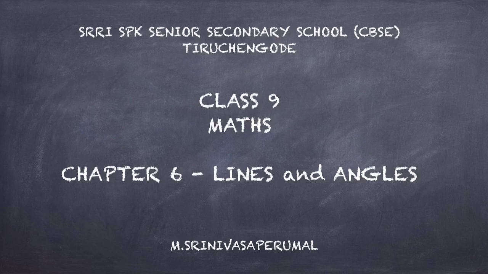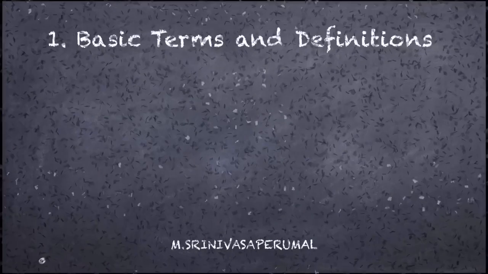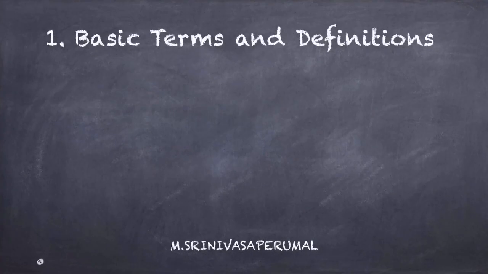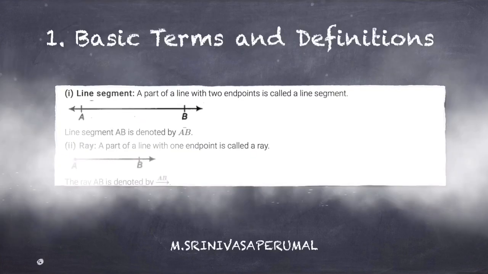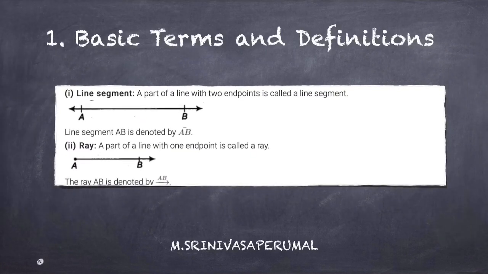Today we are going to discuss a new chapter, lines and angles. Now we are moving to discuss only basic concepts. First, the basic terms and definitions. A line segment means a part of a line with two endpoints is called a line segment. That means in between these points, this is called a line segment.